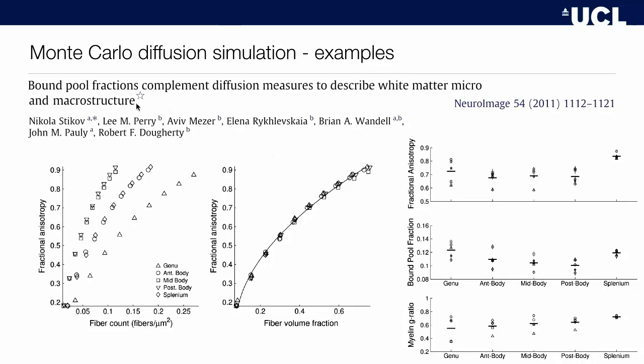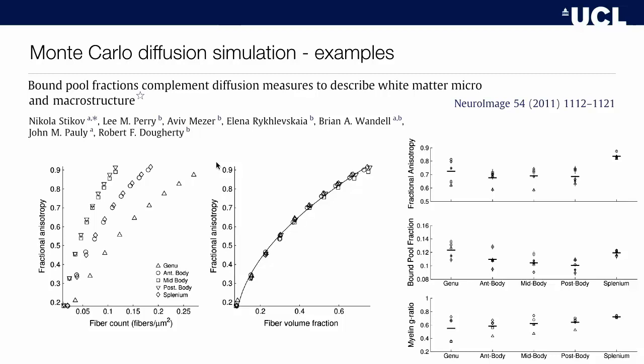And so in this work, which is Nicholas Stikov in 2011, they used diffusion simulation to look at whether FA can be used as a predictor of the fiber volume fraction, which is one of the values you need to compute G ratio. And in this case, they realized that FA can be affected by orientation as well as packing density. So they only look at areas where orientation is known to be highly coherent, so corpus callosum, that is. And so in this case, you have very highly parallel cylinders.